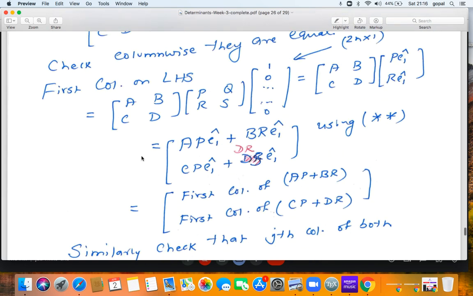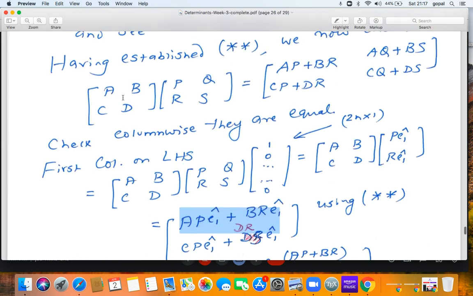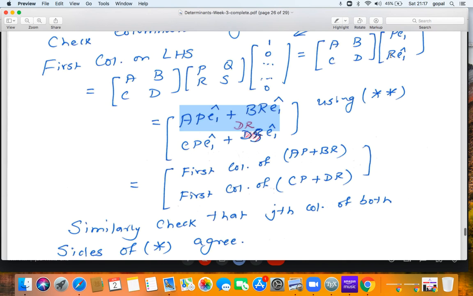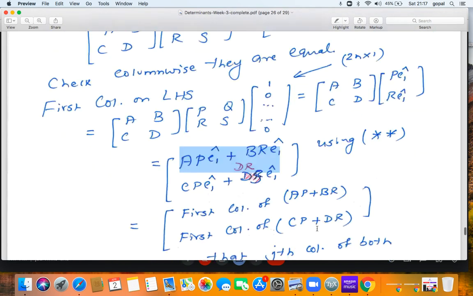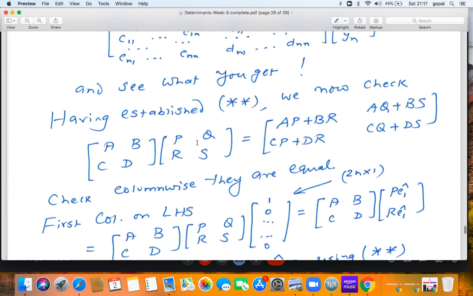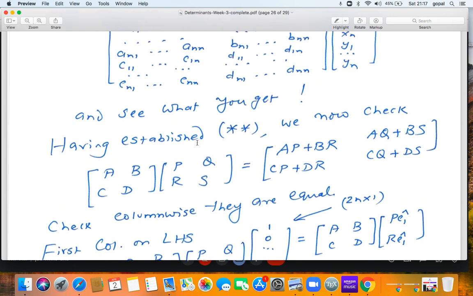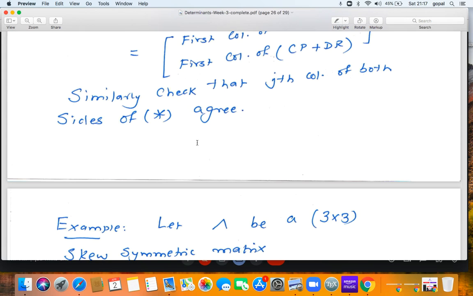So we got this. So what is this? This is going to be the first column of AP plus BR of E1 cap. AP plus BR of E1 cap is nothing but the first column of AP plus BR. CP plus DR of E1 cap is the first column of CP plus DR. So we have checked that the first column on the left hand side is the same as the first column on the right hand side. Do the same kind of mathematics with all the columns. Similarly, check that the jth column of both sides of star agree, and thereby you would have checked the correctness of this block matrix multiplication. Please carry out this exercise by yourself. Convince yourself how to multiply matrices which are given in block, or which are partitioned.